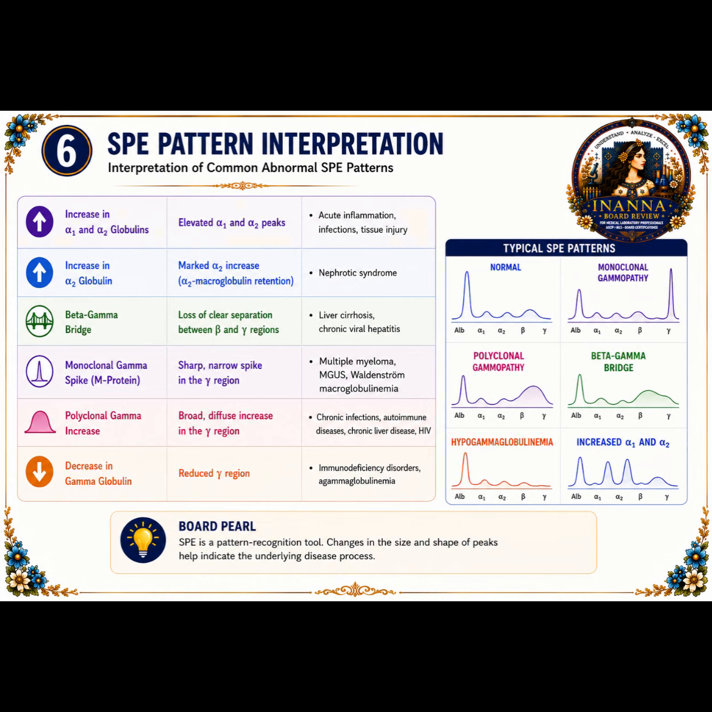SPE pattern interpretation. SPE is a pattern recognition test. Increased alpha-1 and alpha-2 fractions usually suggest inflammation, infection, or tissue injury. A marked alpha-2 increase is important in nephrotic syndrome because large proteins such as alpha-2 macroglobulin are retained. A sharp gamma spike suggests monoclonal gammopathy, while a broad gamma increase suggests a polyclonal immune response. A beta-gamma bridge strongly suggests chronic liver disease.